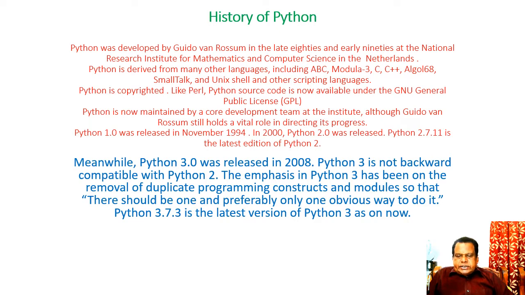Python 3 is not backward compatible with Python 2. The emphasis in Python 3 has been on the removal of duplicate programming constructs and modules so that there should be one and preferably only one obvious way to do it. Python 3.7.3 is the latest version of Python 3 as of now.